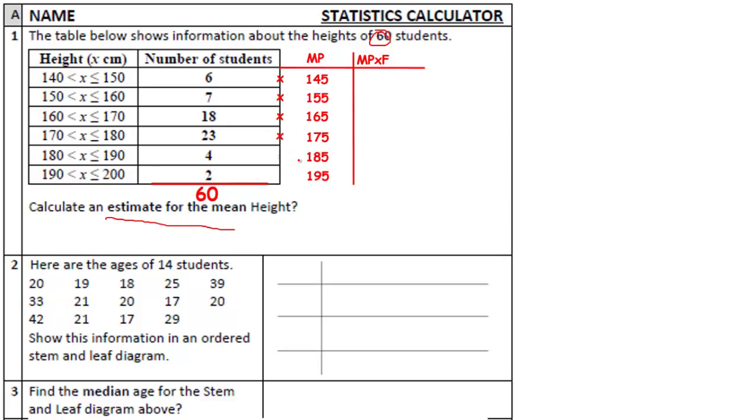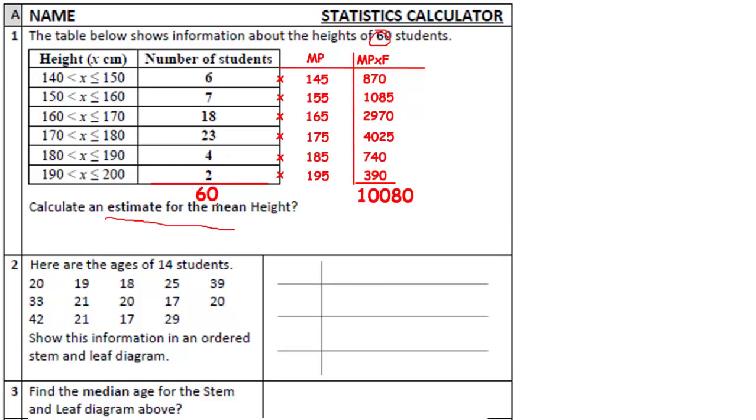Put a times sign here just to remind you what you're doing, and take your time as you're doing these with your calculator. Work them out. Maybe do it twice to make sure you've actually not made a mistake at all here. The calculator is going to do all the hard work, so make sure you do it properly. Then you're going to add up these values, the total midpoint times frequency.